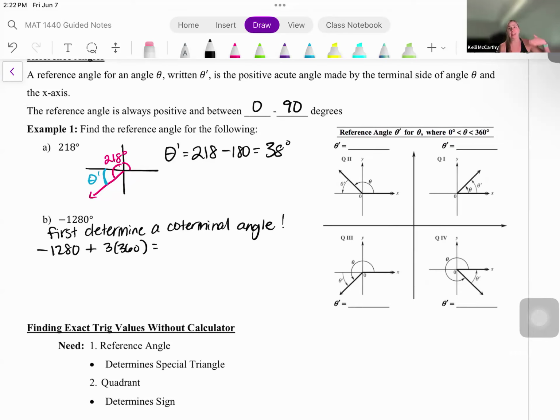I don't want to just keep adding 360 because it's going to take me a while. Negative 1280 is pretty far from 0. So if I look at negative 1280 plus 3 times 360, I get negative 200. Well, I'd still prefer to have an angle that's positive. So I'm going to add one more 360 degrees. And our coterminal angle is 160 degrees.